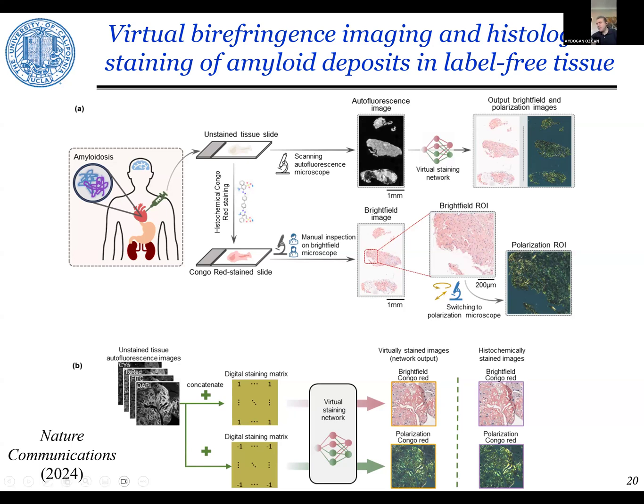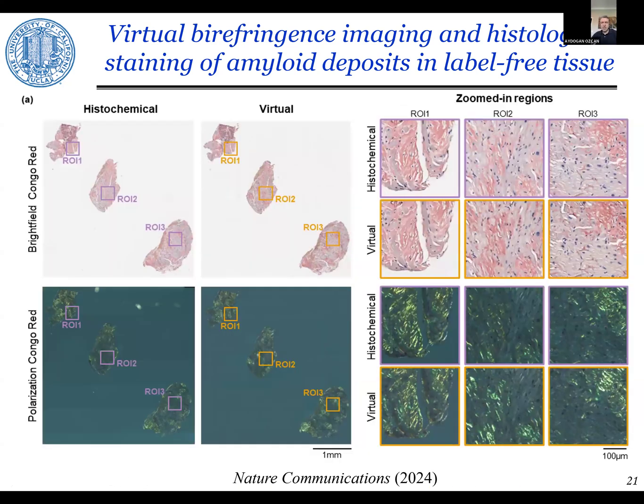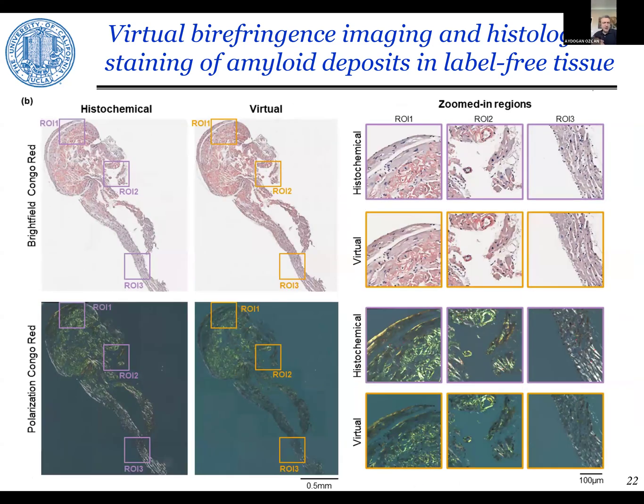We've shown that you don't need a polarization microscope, just like you don't need a bright field microscope, or just like you don't need staining. Label-free contrast gives you polarization contrast and bright field contrast of Congo red at the same time. The results were beautiful, showing you that you don't need a bright field scanner. You do not need a polarization scanner. You just need autofluorescence to get those signatures converted into bright field equivalent and polarization equivalent images, which would be very, very important for, I think, speeding up and making amyloidosis diagnosis better than what it is today.